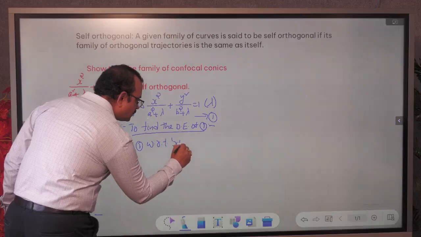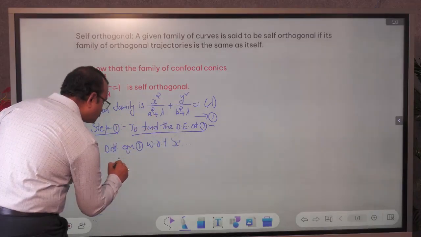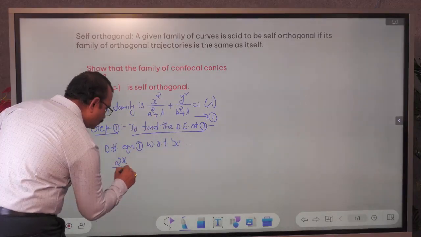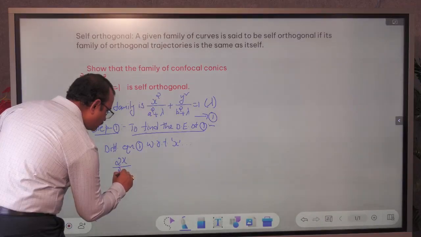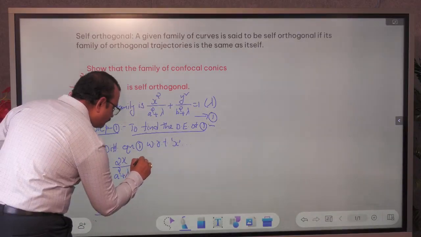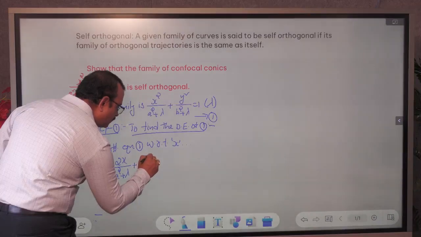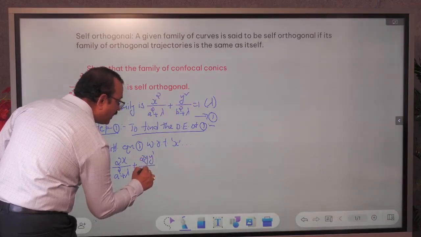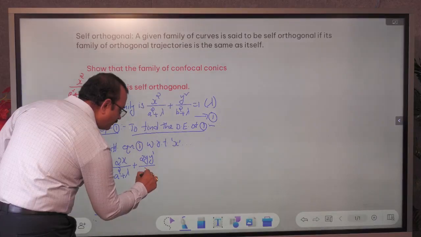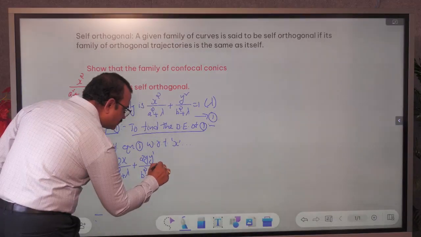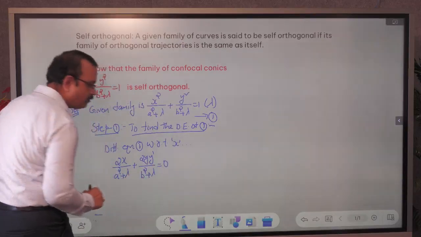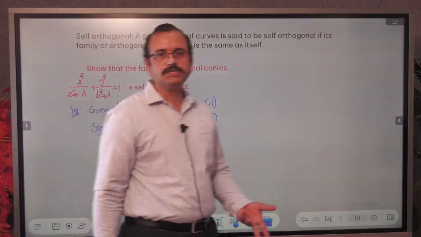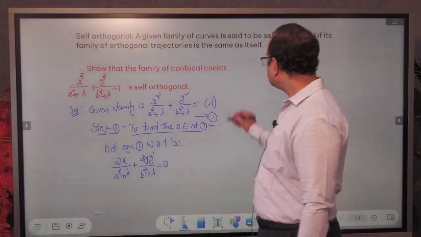Now differentiate equation 1 with respect to x on both sides. Then we get the derivative of x square, which is 2x, by a square plus lambda, plus the derivative of y square, which is 2y into y dash. Instead of writing dy by dx, I am writing y dash, divided by b square plus lambda, is equal to the derivative of 1, which is 0 because 1 is a constant.